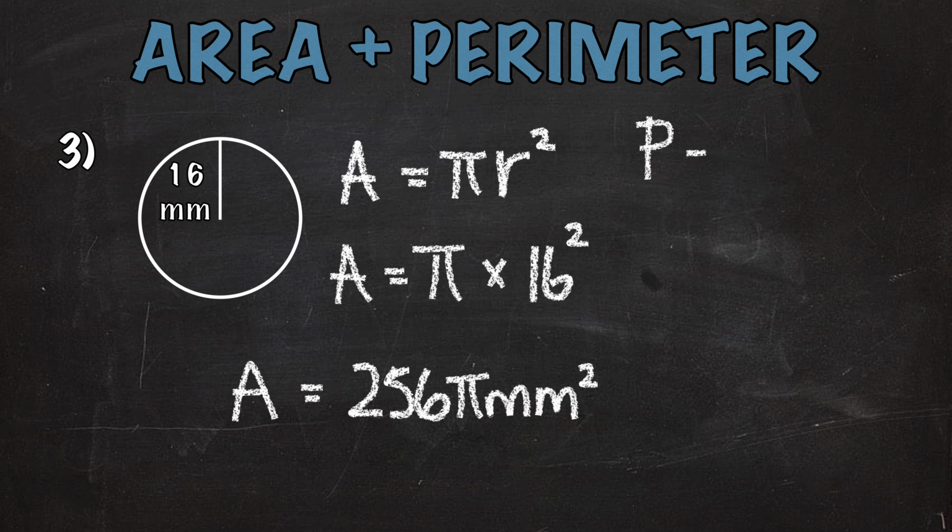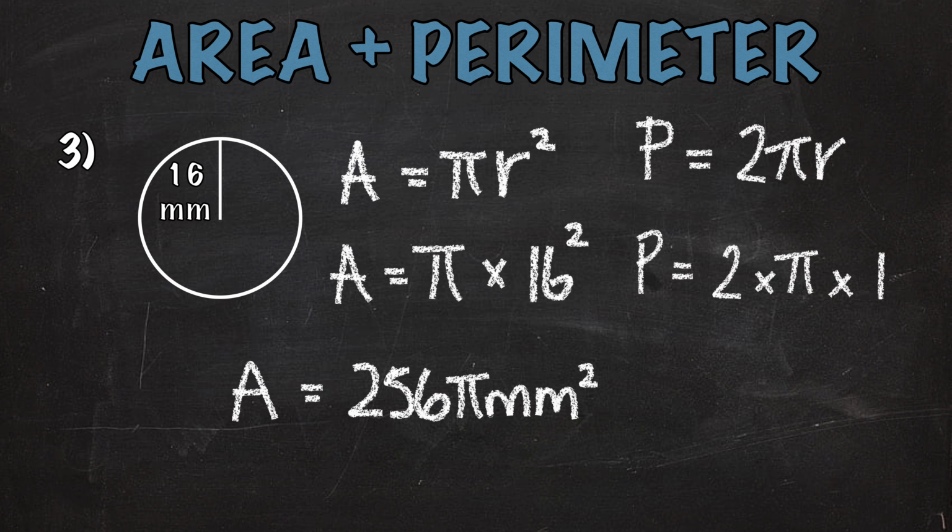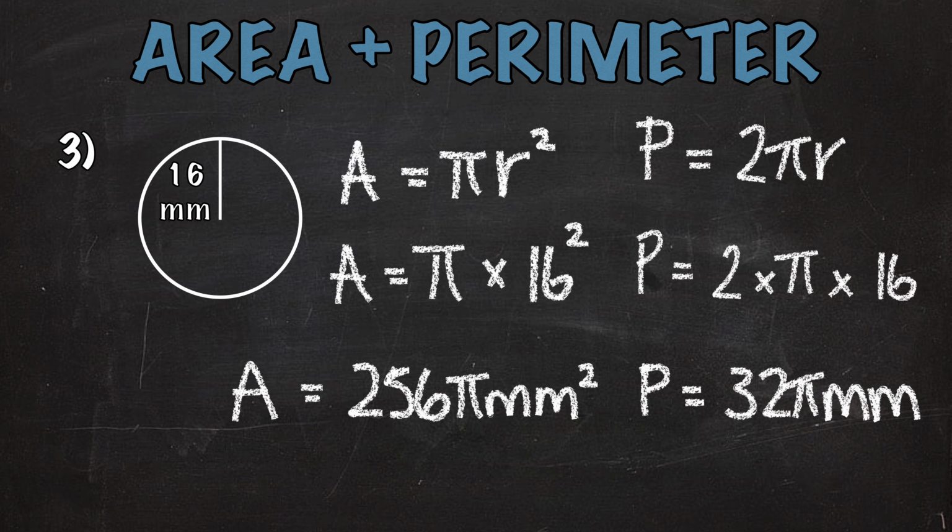Now in order to work out the perimeter, we're going to use the same formula as before. 2 times pi times the radius. 2 times pi times 16 will give us an answer of 32 pi millimeters.